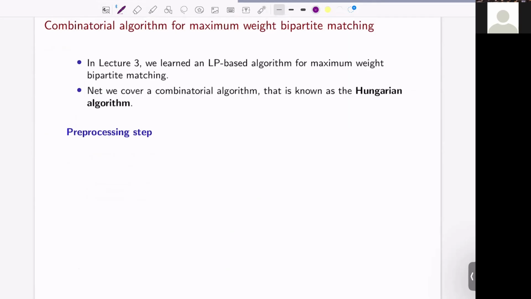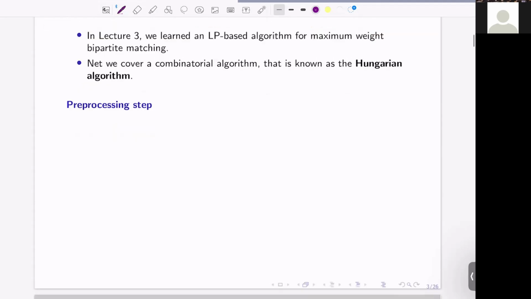So the Hungarian algorithm has to assume some structure on the graph. We have a general bipartite graph that doesn't always have a perfect matching. It could also have different numbers of vertices on the left and right. So we need to do some trick to transform the given graph into an input for this Hungarian method. That's the pre-processing step.